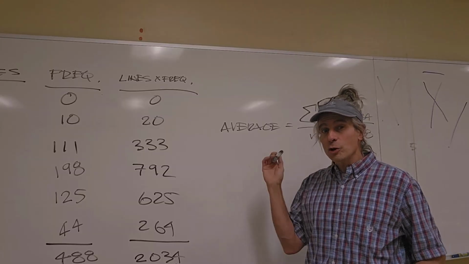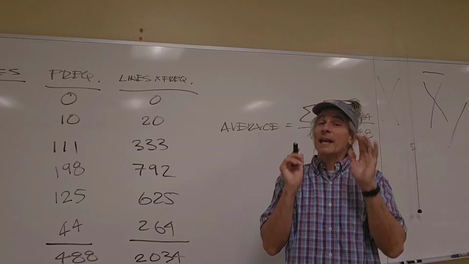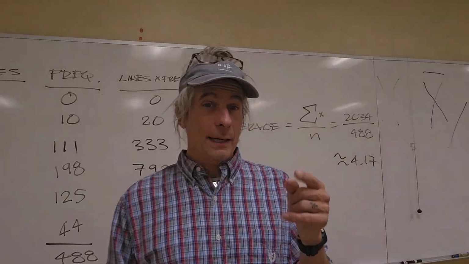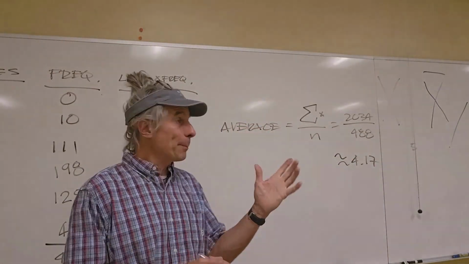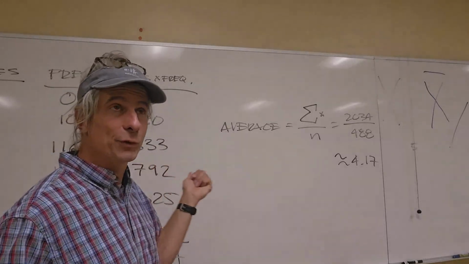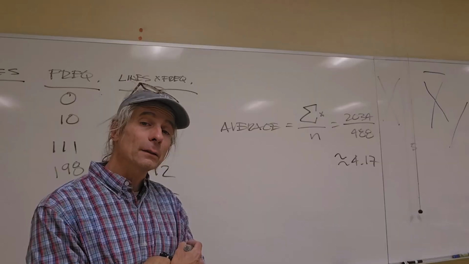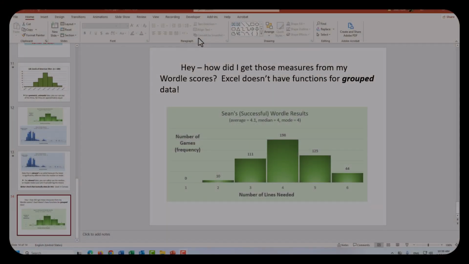So let's go to Excel and show you how to do it in Excel, because you can't just use the average command. It won't work with group data. So you have to basically do what we just did here. Even though Sheets has a formula that will do this, Excel does not. So I will show you in Excel how to do it now. Let's check it out.